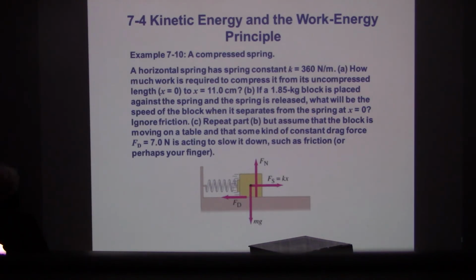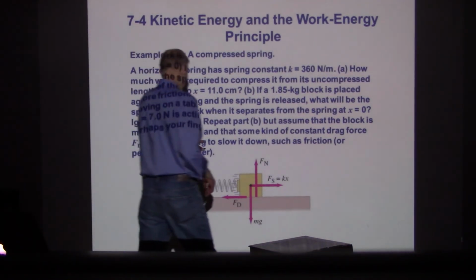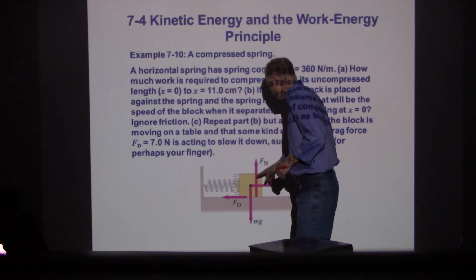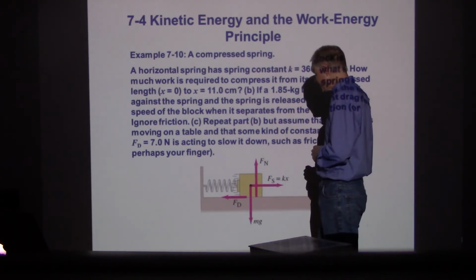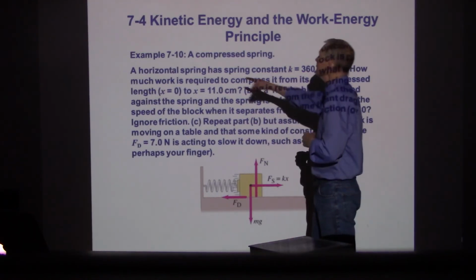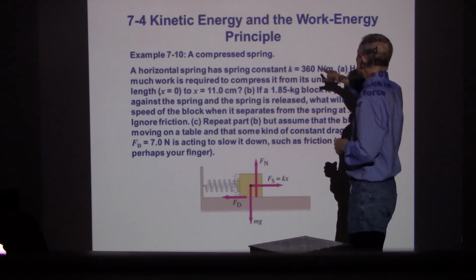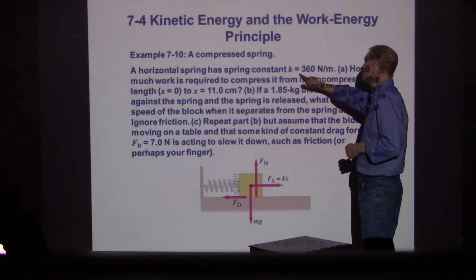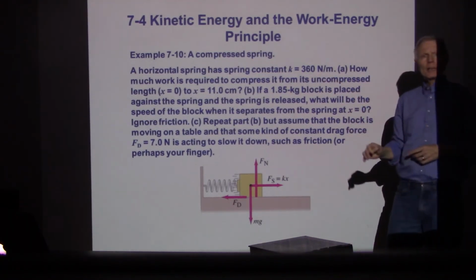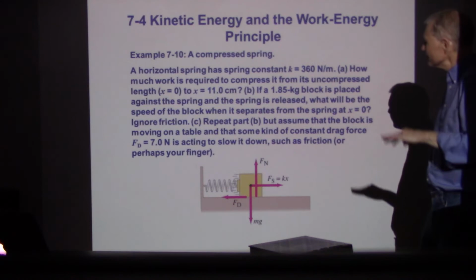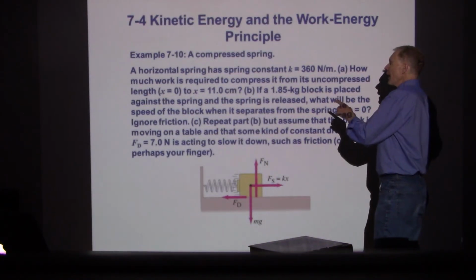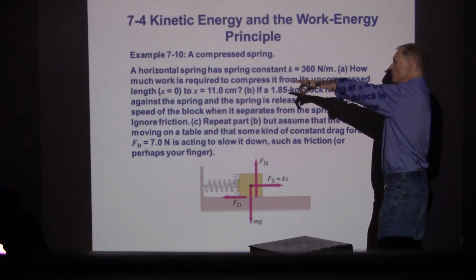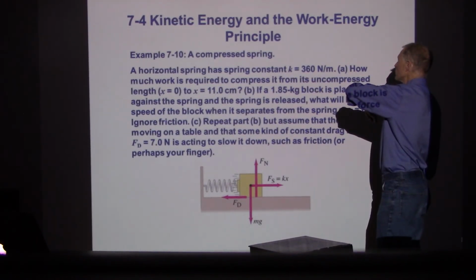And so what we've got now is a compressed spring. I think this is the story. That's a lot to read. A horizontal spring has a spring, there's the K value. Spring constant is 360 newtons per meter. That's not too terribly stiff. How much work is required to compress it?